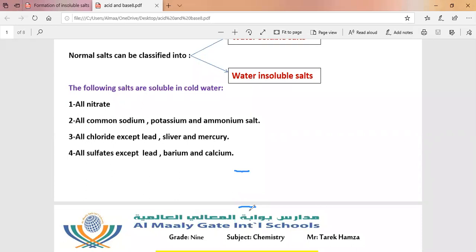All common salts like sodium, potassium, and ammonium. Again, all nitrates are soluble in cold water. All chlorides except lead, silver, and mercury. All sulfate salts dissolve in water except lead, barium, and calcium sulfate. Okay.